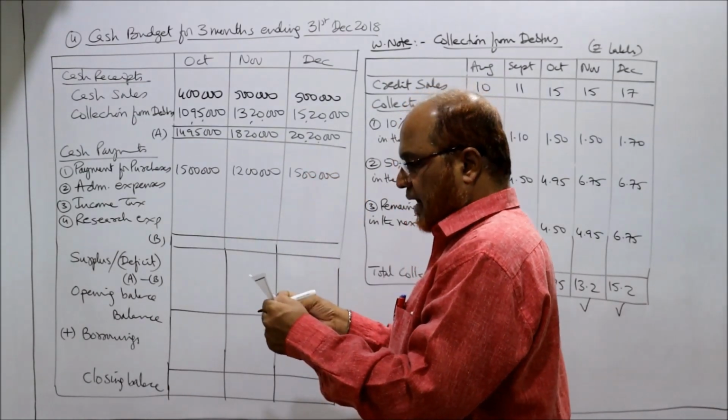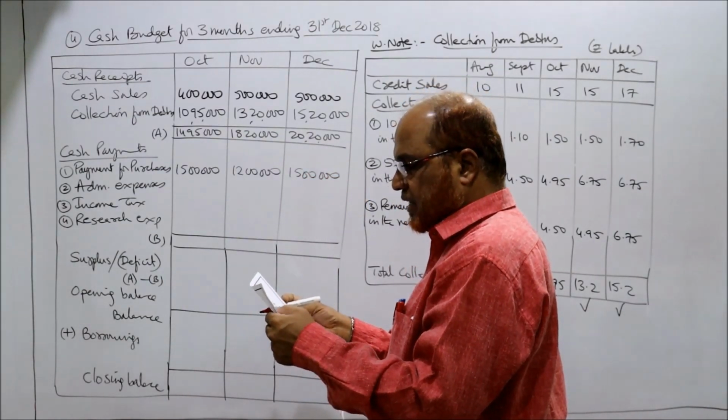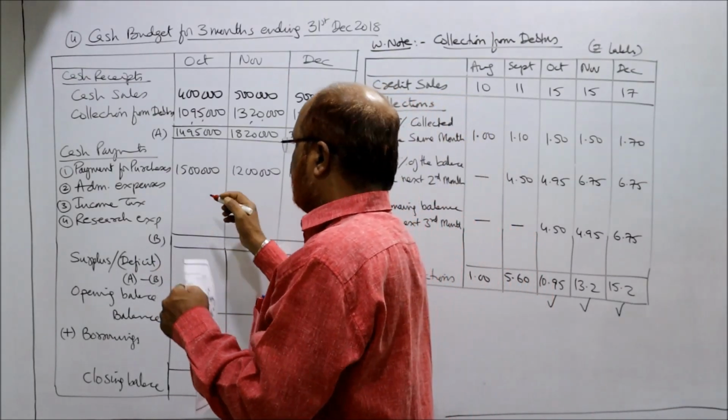That's it. Administration expenses. No adjustment is given. So administration expenses are 1,50,000.